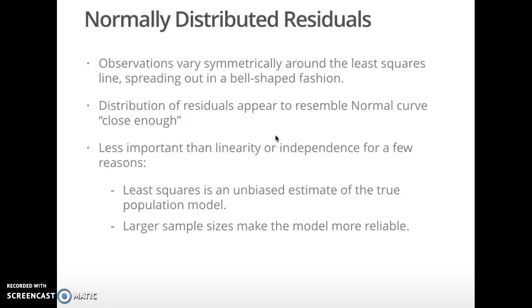and see if the residuals appear to resemble a normal curve close enough. Here we never say that we know our residuals are normal, because we never actually know that. What we can say is that it appears they're close enough to the normal curve that the condition is not violated. I do want to point out that this condition is less important than the condition of linearity or independence, because the least squares method is an unbiased estimate of the population model. So we still obtain unbiased estimates of our true y-intercept and our true slope, even if we are slightly off for our normally distributed residuals. It's also great that larger sample sizes make our model a little bit more reliable, and that this condition is a little bit more robust.